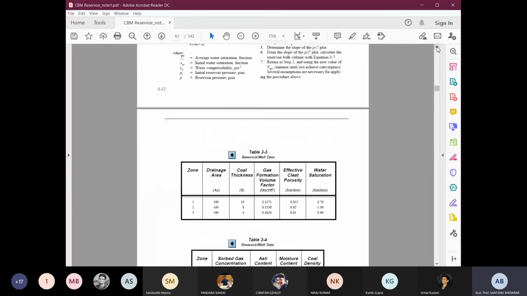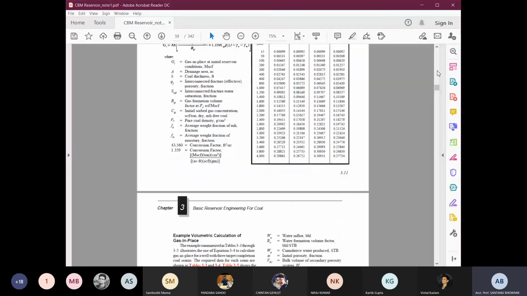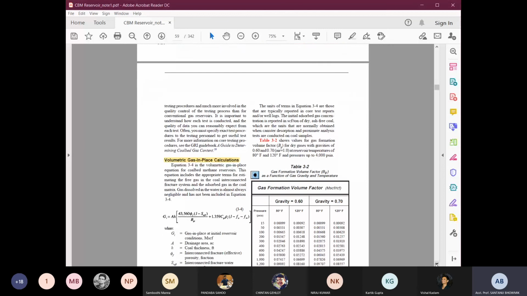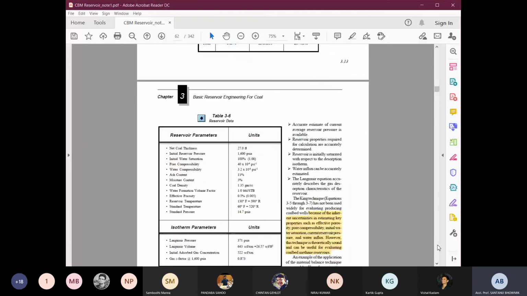Now let me tell you that before you do any type of calculation, you have to have some assumptions. For material balance, and also for production data and volumetric calculation, you have to take some parameters. These are some of the parameters you need to assume, based on the equation. For the material balance equation, you need to have some assumptions.